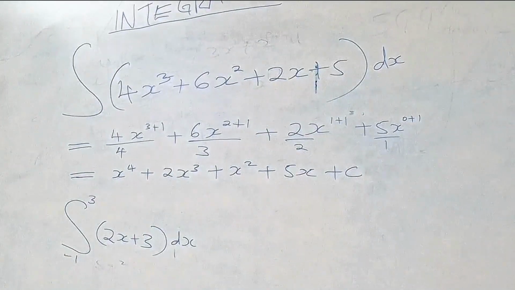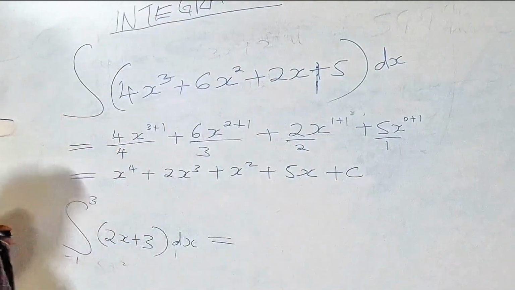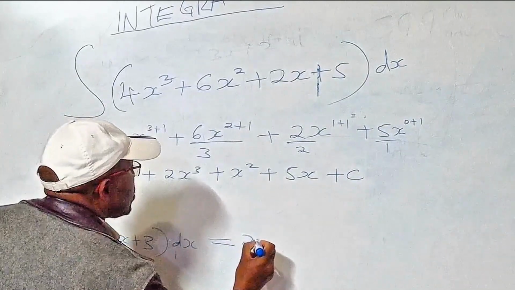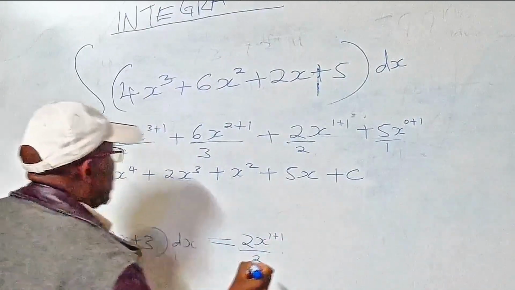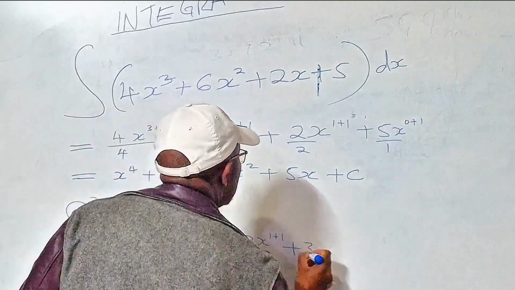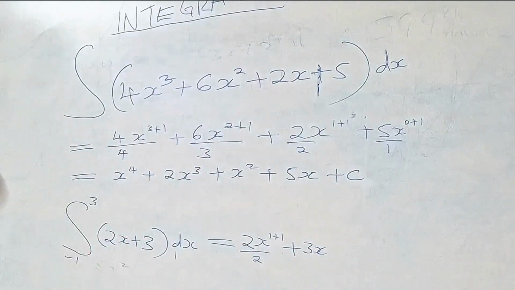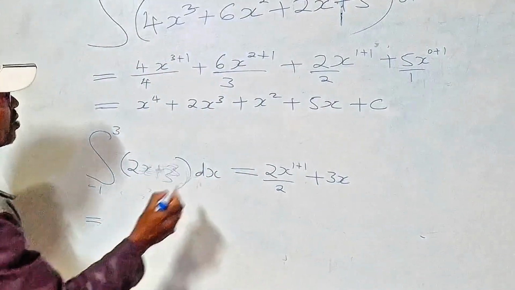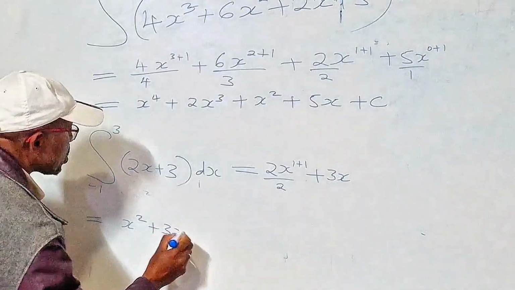So let's do it. So we move on, increasing the power of x by 1. So x to the power 1 plus 1, dividing by the new power, then plus 3, the x is to power 0, plus 1, divide by 1, so you'll have 2x. So this follows here, so you'll have x squared plus 3x.